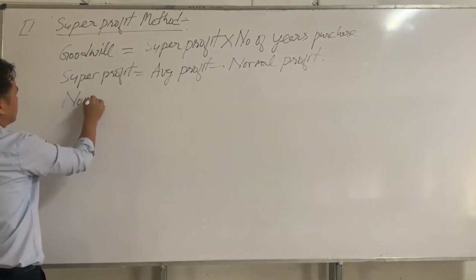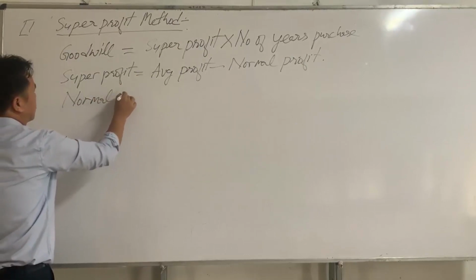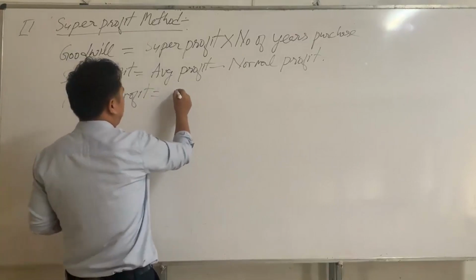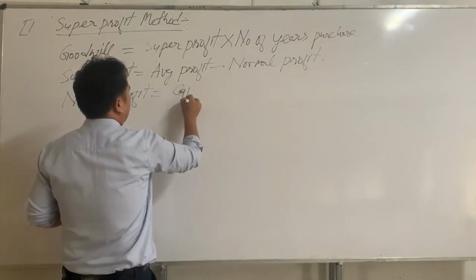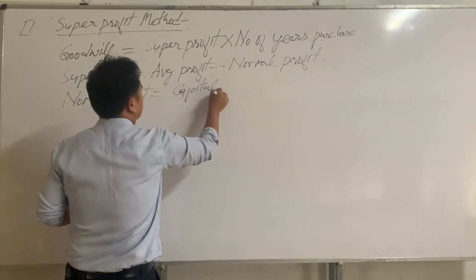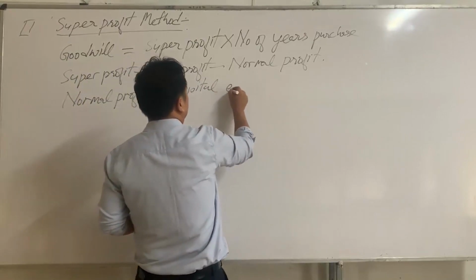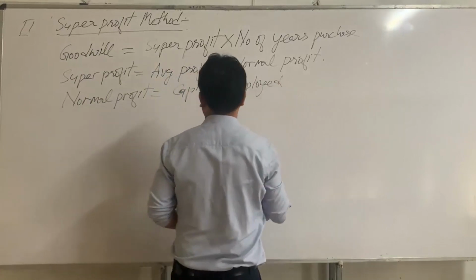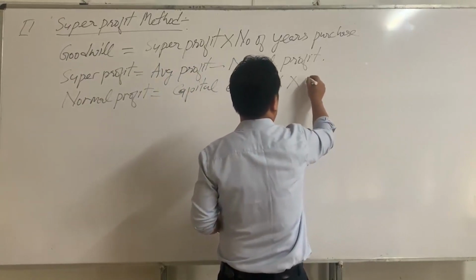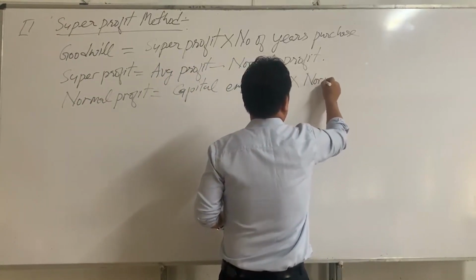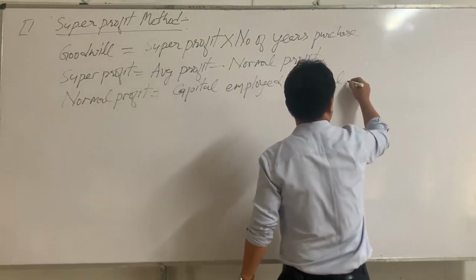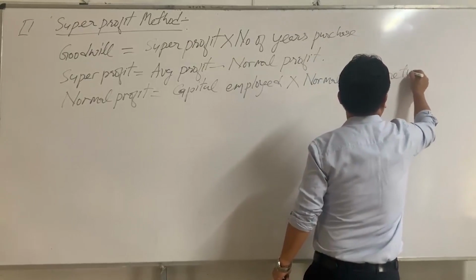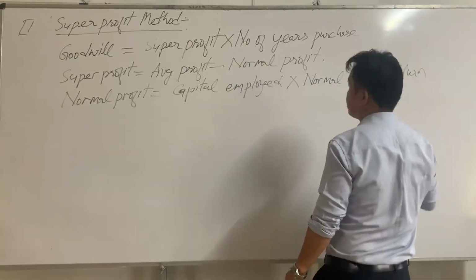Now, how are we going to find normal profit? Normal profit is equal to capital employed multiplied by normal rate of return.